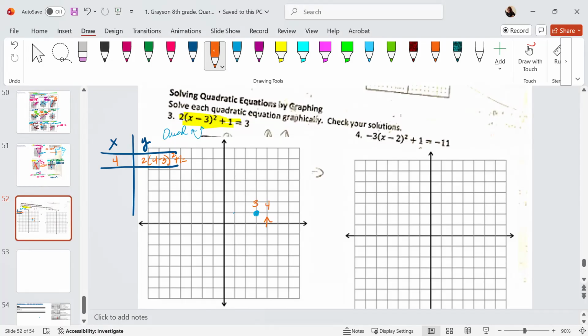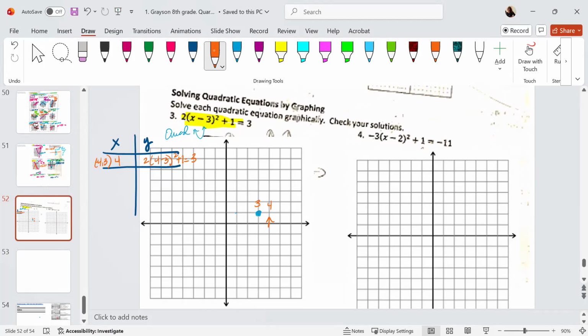Three. Good. So that first one is 4, 3, correct? So 4, 3. 1, 2, 3. Right there, correct? And this one has to be here too, correct?